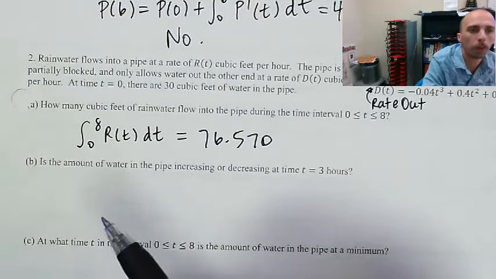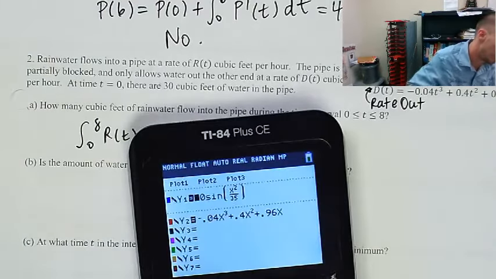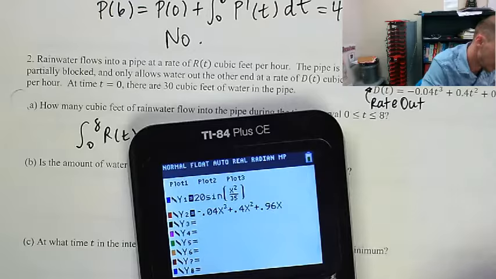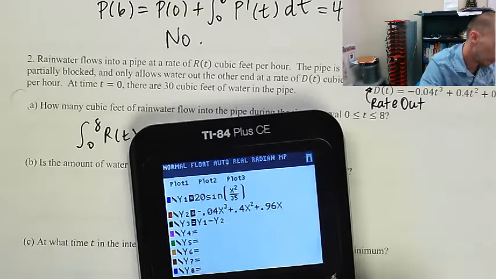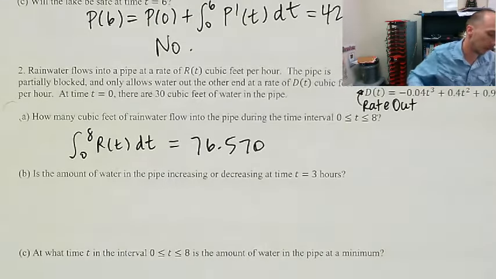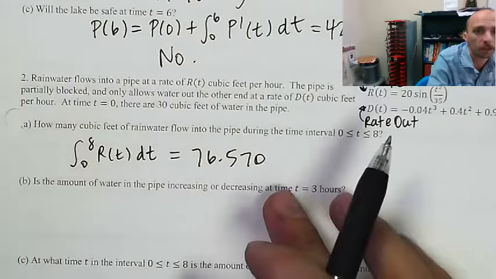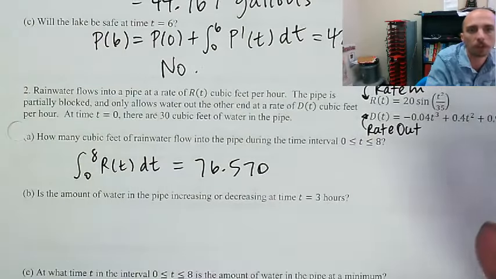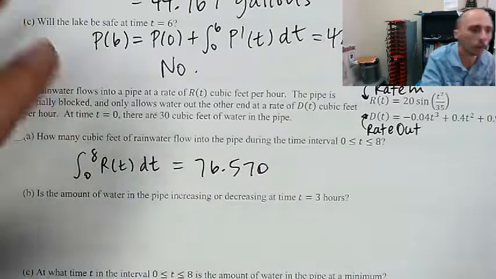Is the amount of water in the pipe increasing or decreasing at time t equals 3 hours? Because I suspect I'm going to need to do it again, I'm going to load y3 equals y1 minus y2. In this scenario, the amount of water in the pipe increasing versus decreasing is just about the rate of change of the amount of water in the pipe. And we know that the rate of change of the amount is rate in minus rate out.